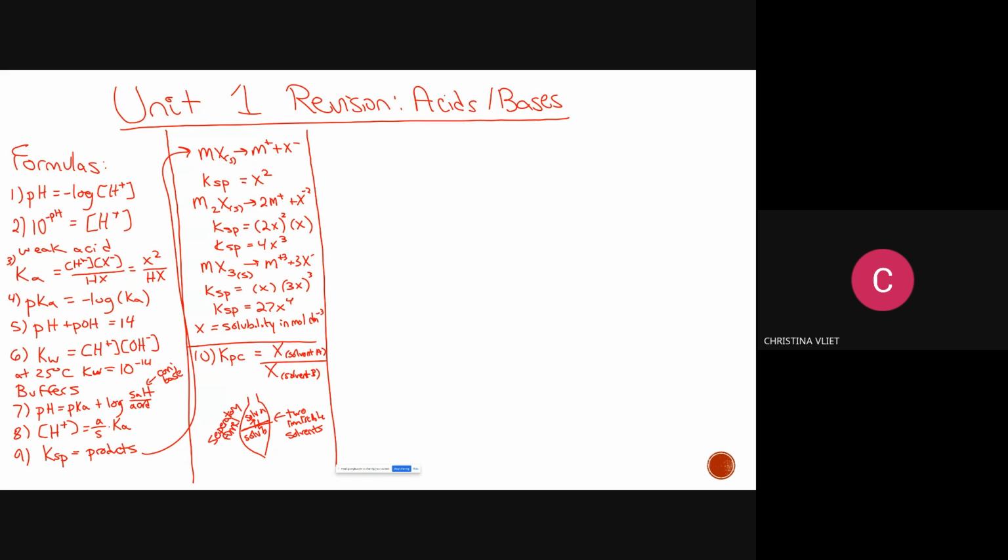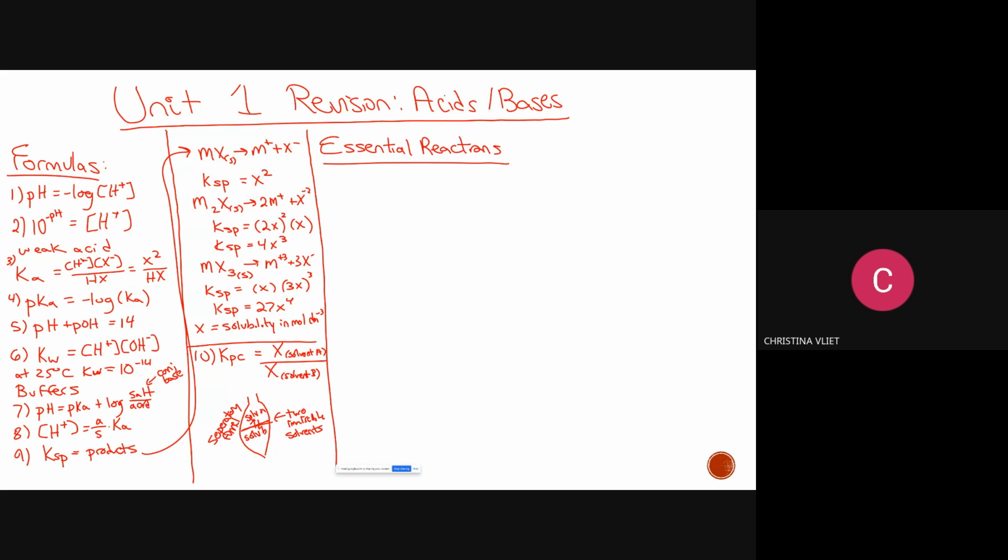And that's all the formulas for acids and bases. That's just formulas. There's more. The next topic is essential reactions. So first part was formulas. Next part is essential reactions.